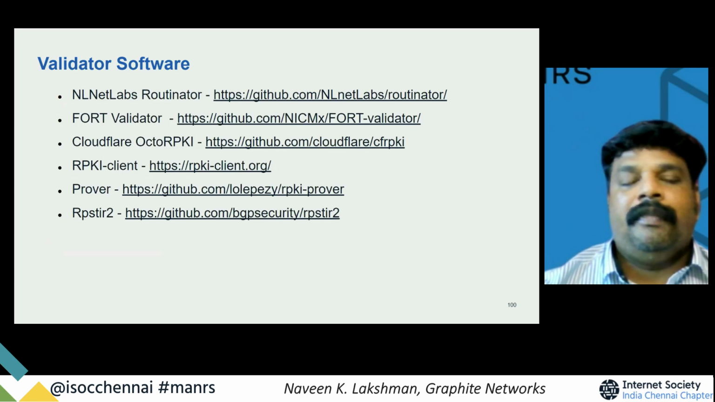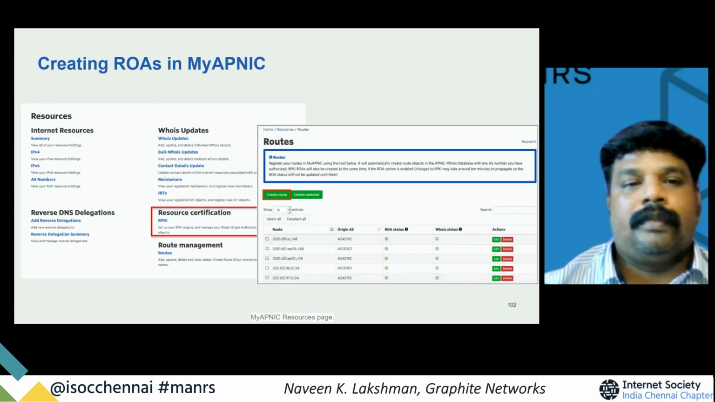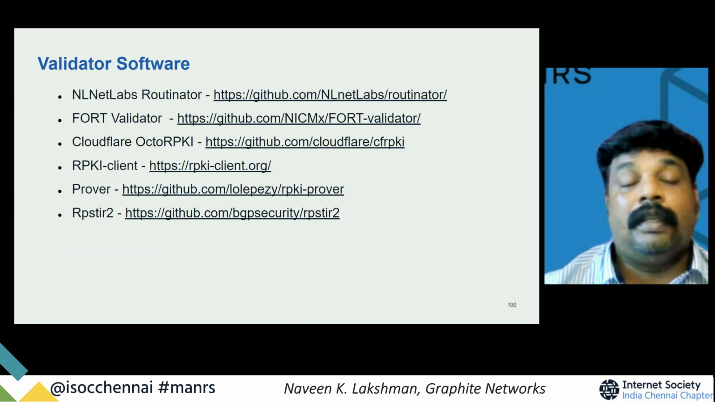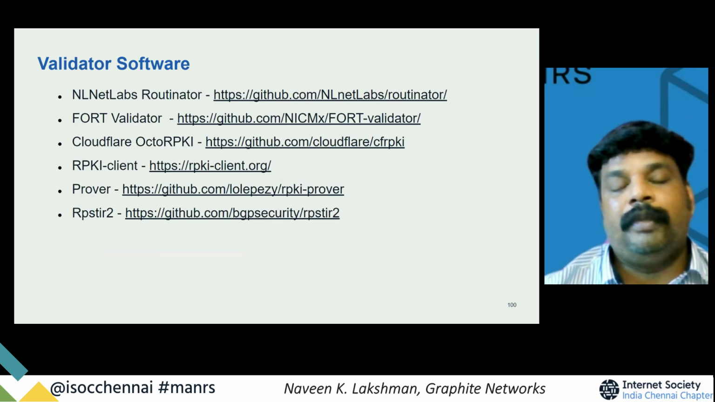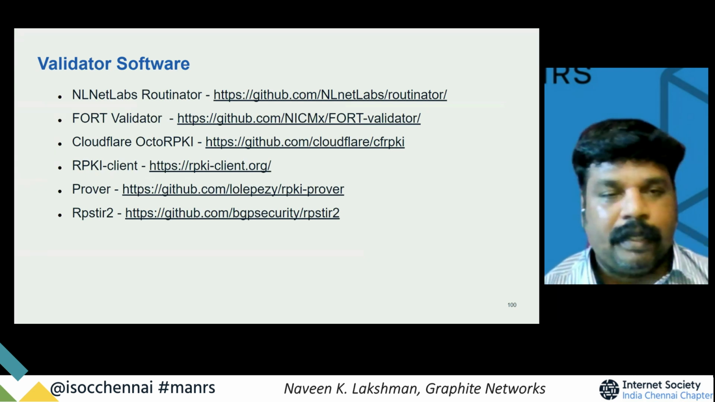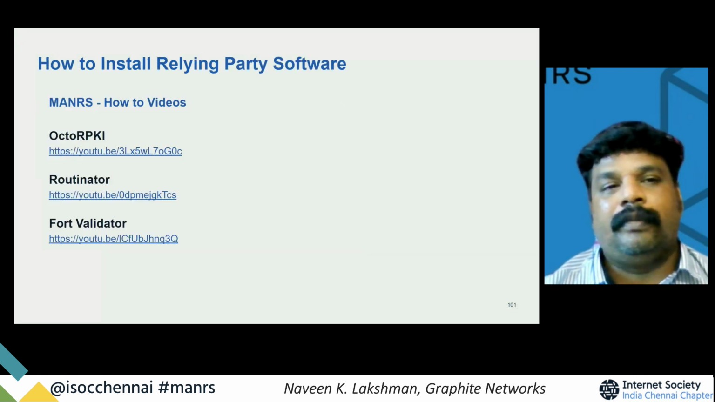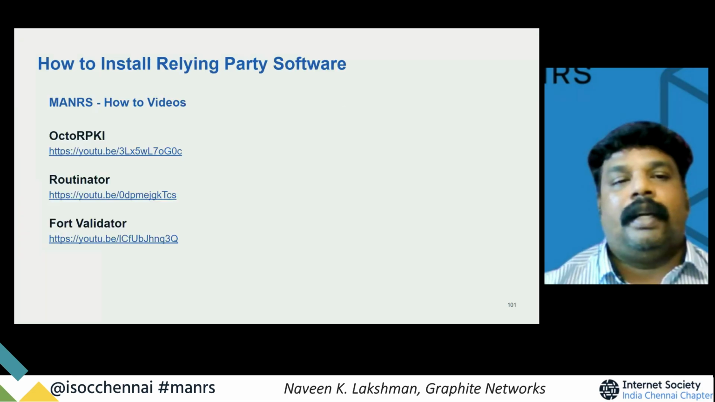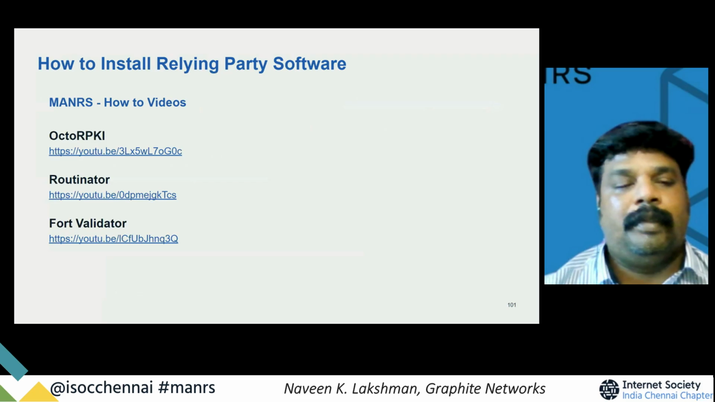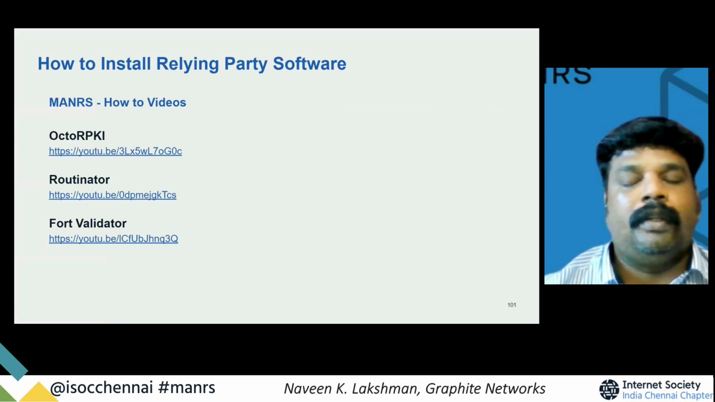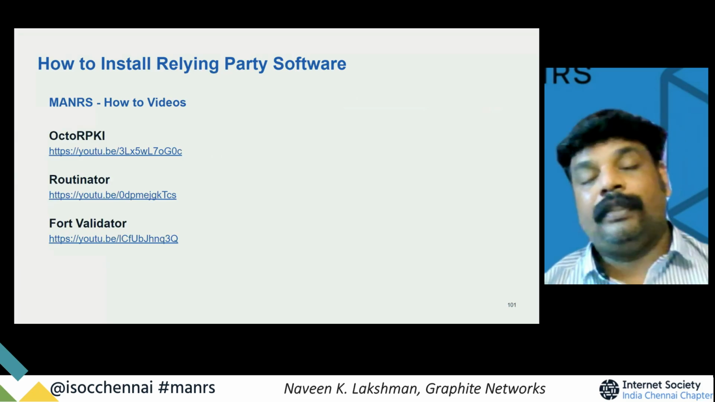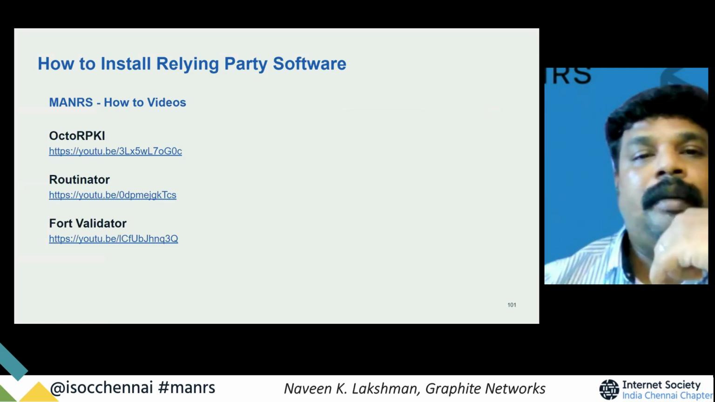There are many ways you can create ROAs. There are validators which can be used to validate the routes. If you are not running networks, you don't need to test it. You can go to the MANRS how-to videos, where you can see Dr. RPKI, Routinator, Fort validator, etc. These are the validators you use as a relying party.